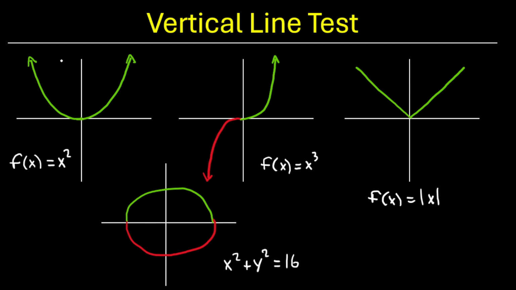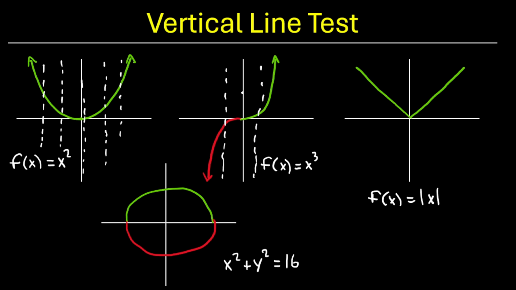a function. So if we draw a vertical line through this function, f of x equals x squared, regardless of where you draw that vertical line, you will see that we only intersect the function once, meaning that this indeed is a function. Let's look at this example. F of x equals x cubed. Again, vertical line here, intersect it once. Here, intersect it once. So this indeed is a function.